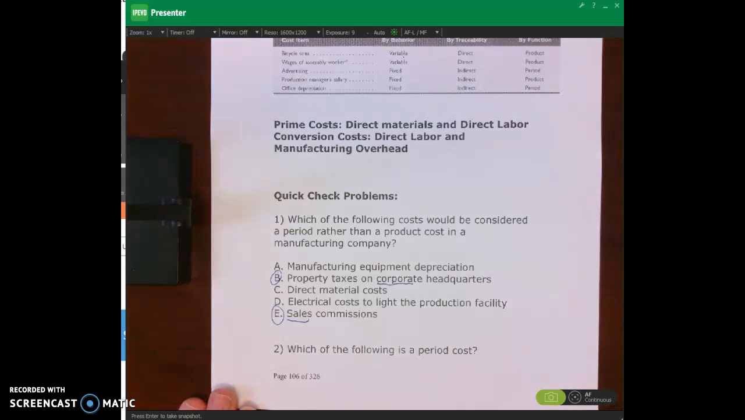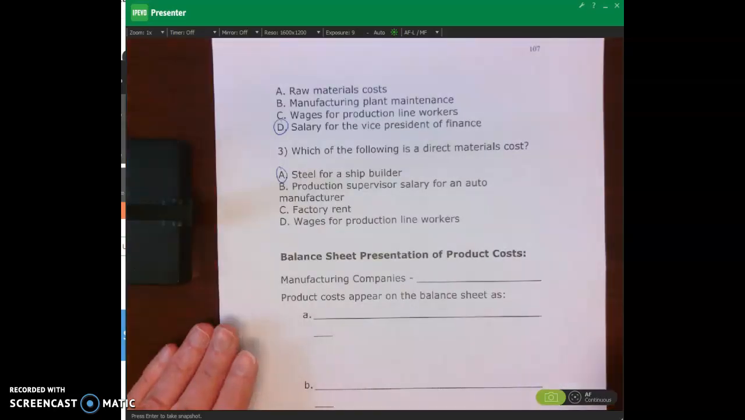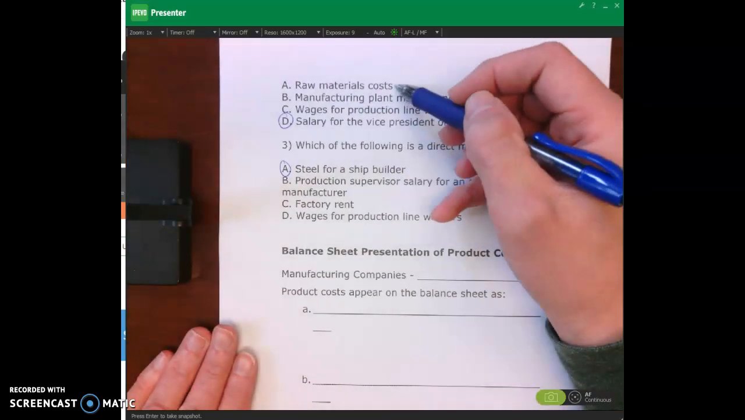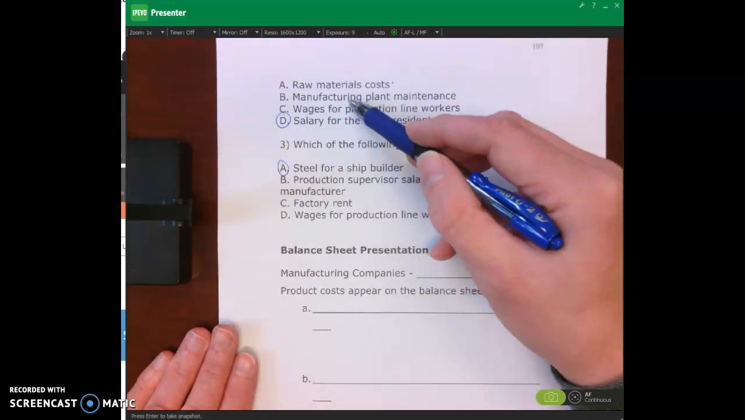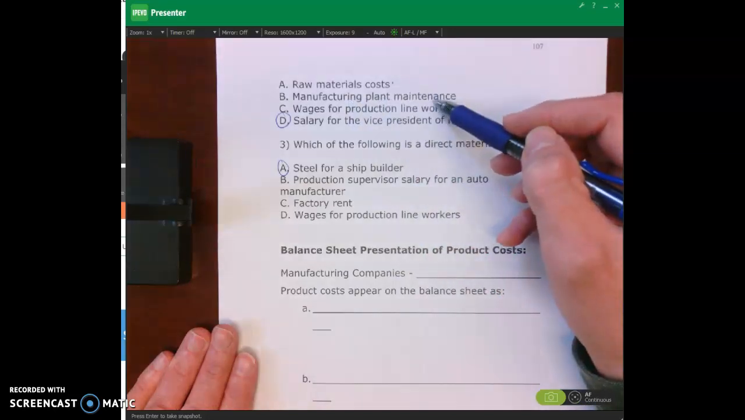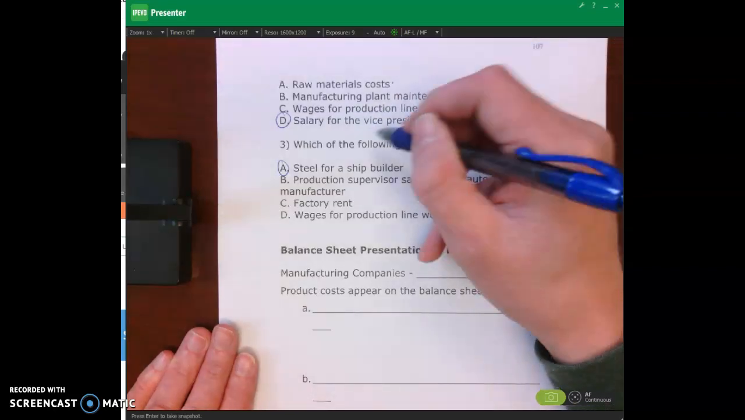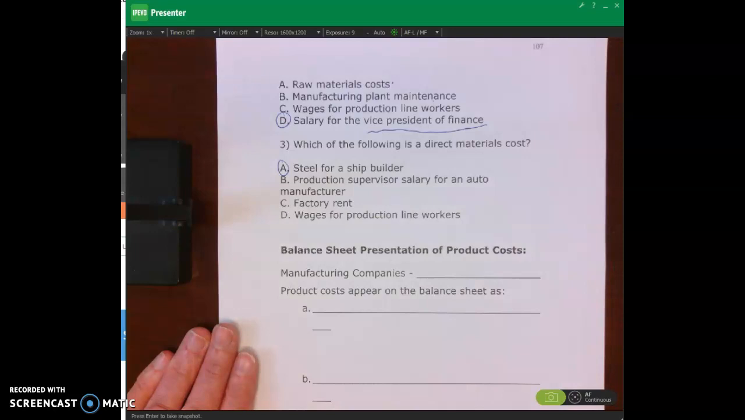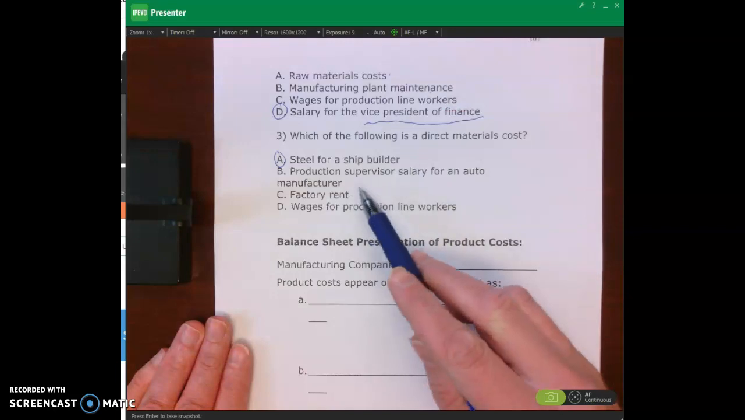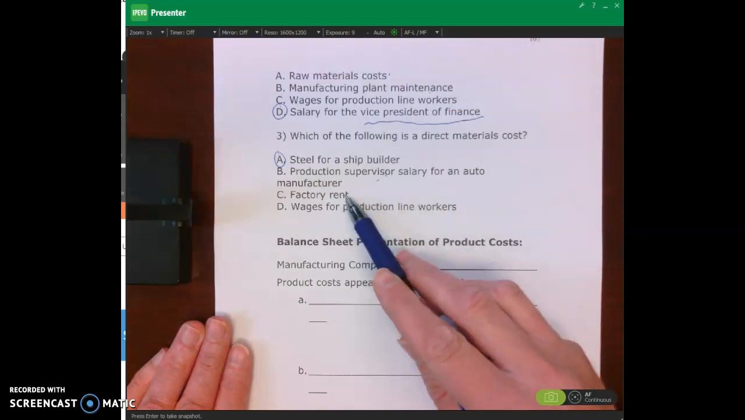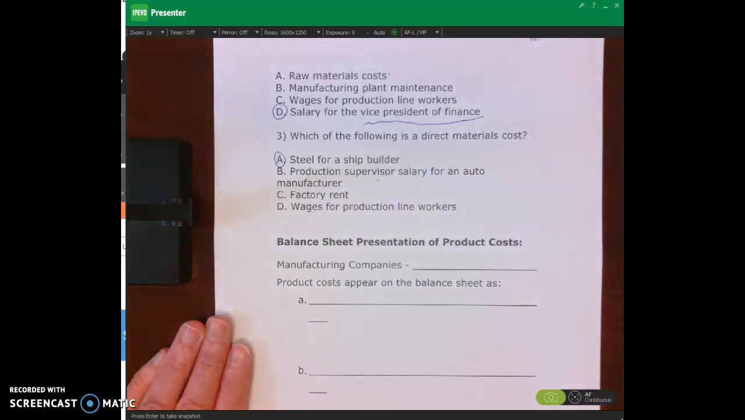Okay? Which of the following is a period cost? Well, we know raw materials, that's direct materials and indirect materials, those are product costs. Manufacturing plant maintenance, we know that's manufacturing overhead. Wages for production, that's a keyword, that's telling you it's direct labor. Vice President of Finance, that would be a period cost. Which of the following is a direct materials cost? This is indirect labor. This is manufacturing overhead. This is direct labor. Steel for a shipbuilder would be direct materials.